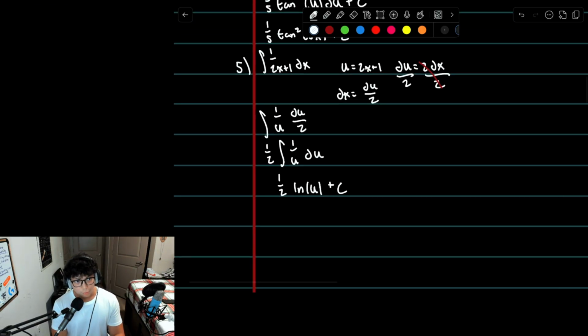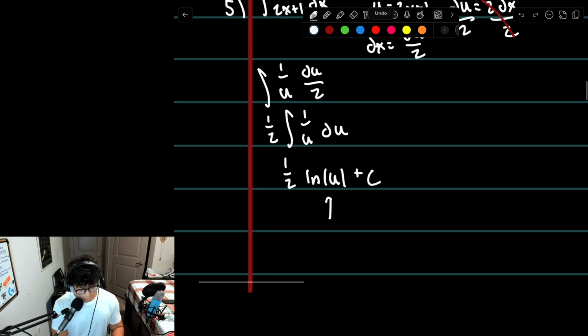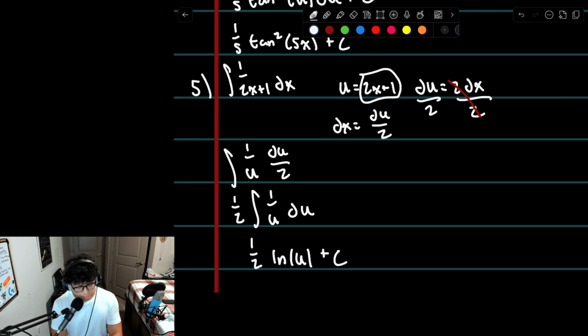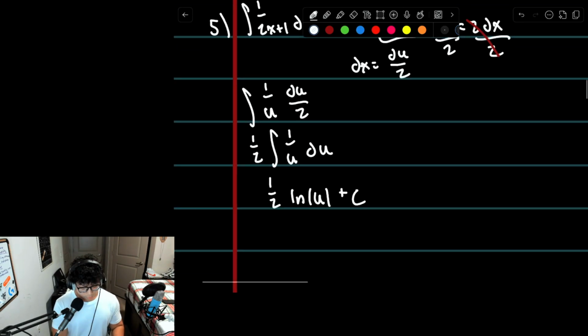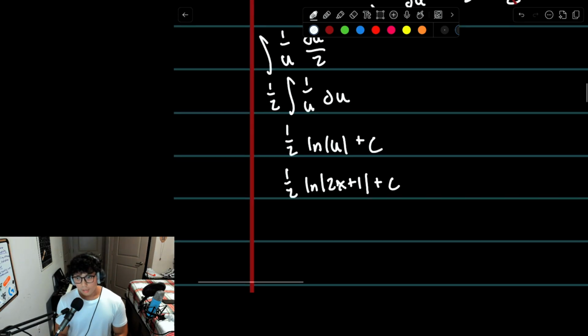Now, if we want to put it into x, what do we do? We plug in our u, which is 2x plus 1. So we replace that with 1/2 ln absolute value of 2x plus 1 plus c. And that is our final answer.